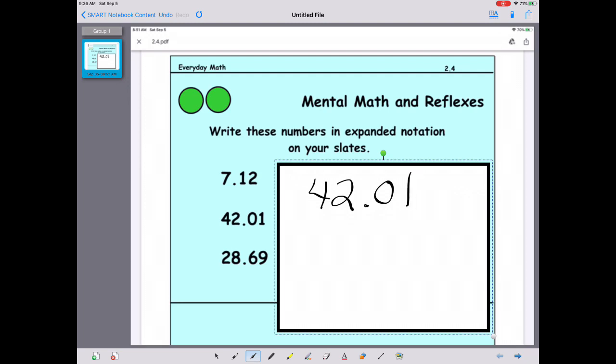Pull the numbers in front of the decimal apart. When you see the decimal, the next row, start with the decimal. There's no number in the first spot, so we can skip that. And then there's the 1 in the second spot, 100th. So if we put those all back together, we'd end up with that number. Let's try the last one.